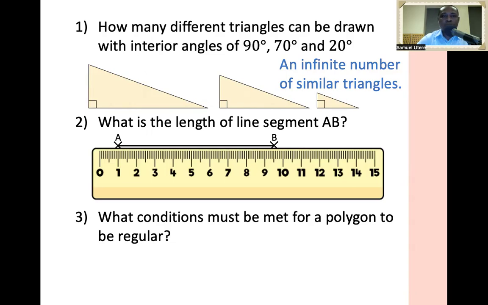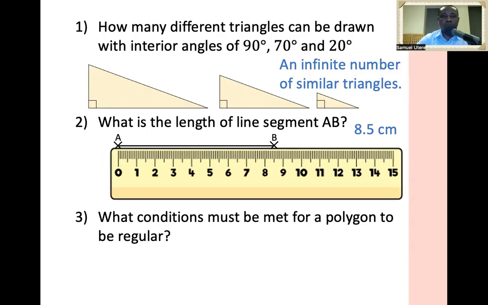Next, you were asked what is the length of line segment AB? Well, the length is 8.5 centimeter. Notice that the measurement started from 1 up till 9.5. So if we want to get the true length of the line segment, we'll have to find the difference between 9.5 and 1. Or we measure from 0, which gives us 8.5 as well.